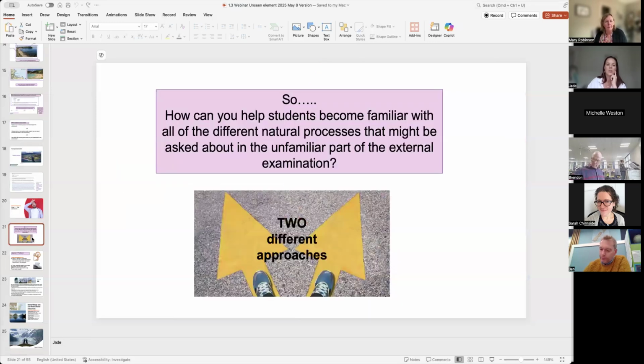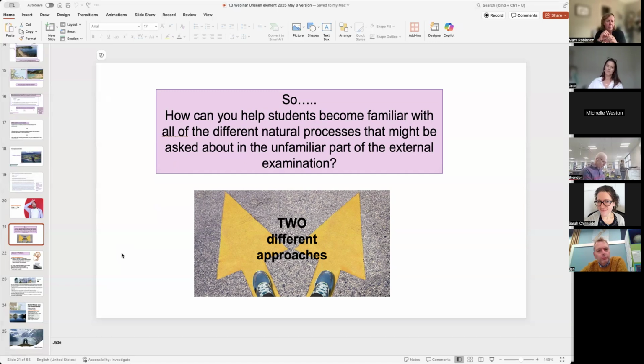Yeah. So the next couple of sections of the slides are about how you might get your students to become familiar with these processes at a more foundational level, I suppose. 2 different approaches. Do you want to talk about this, Mary? Yeah, so I'm going to now talk about one way you could do this.